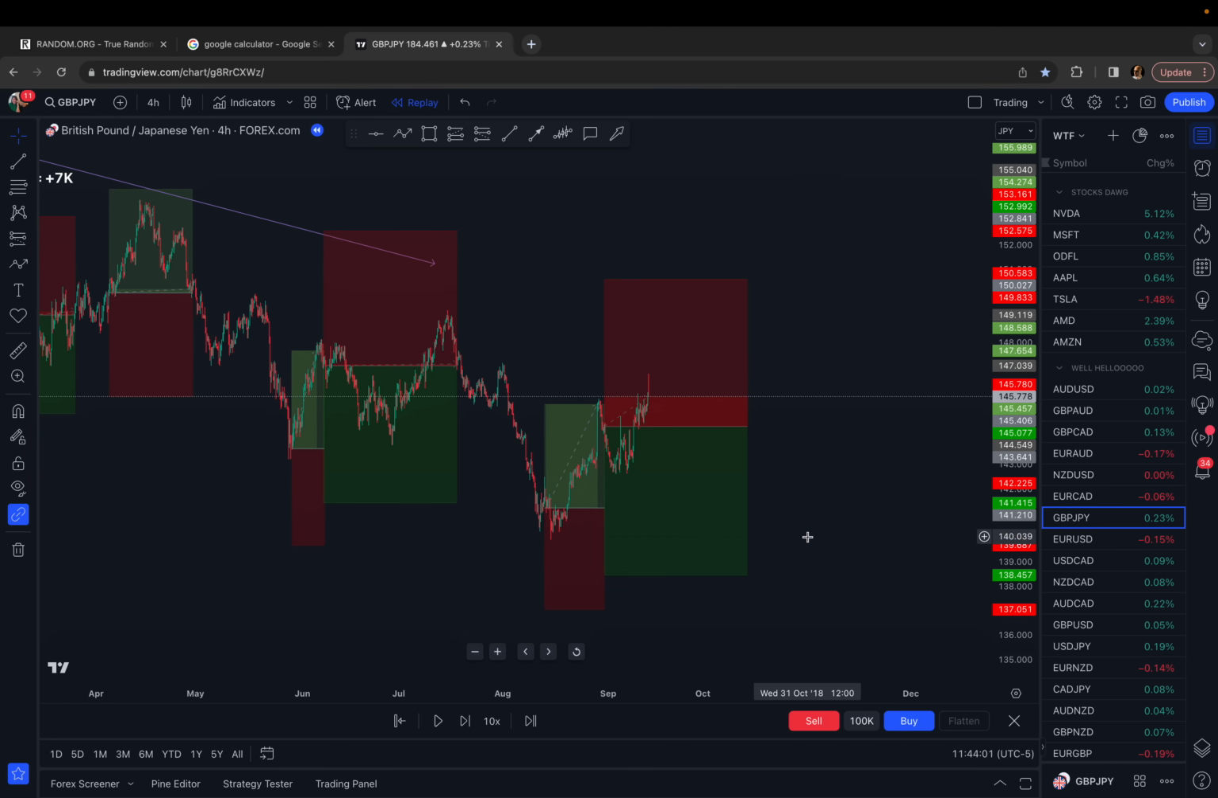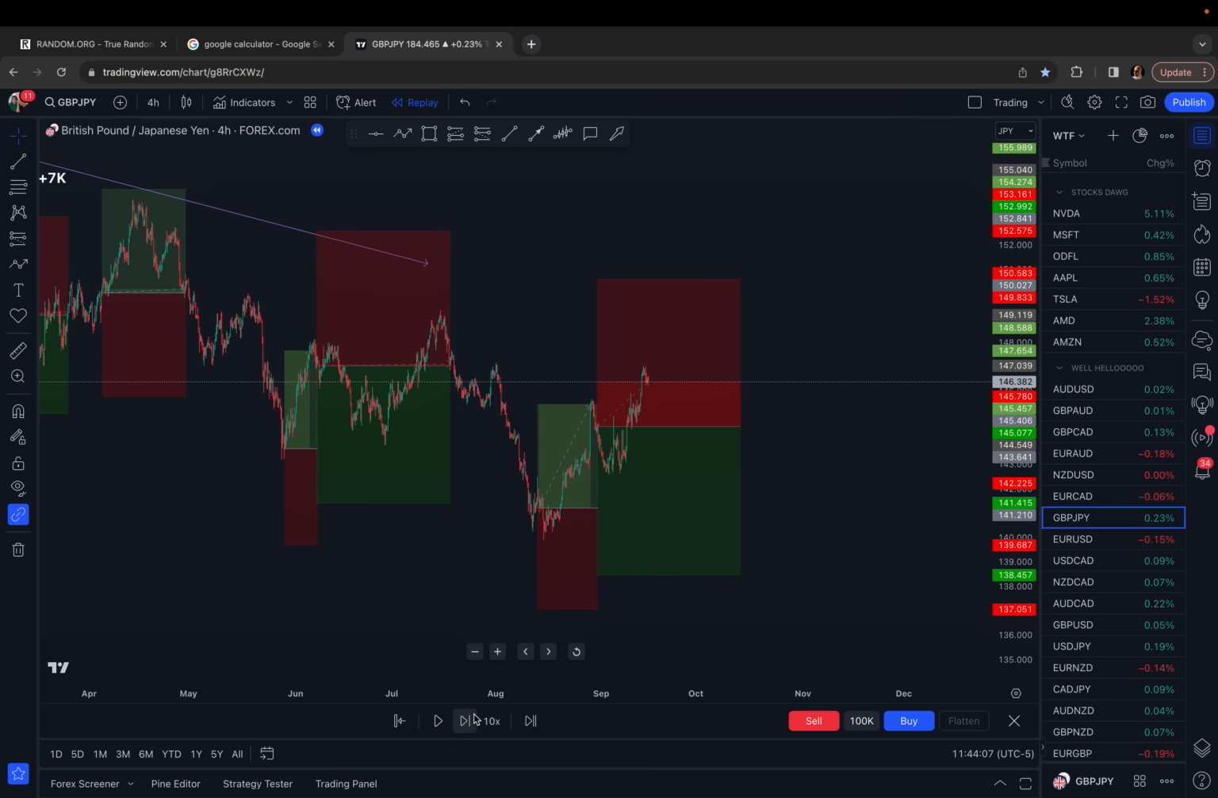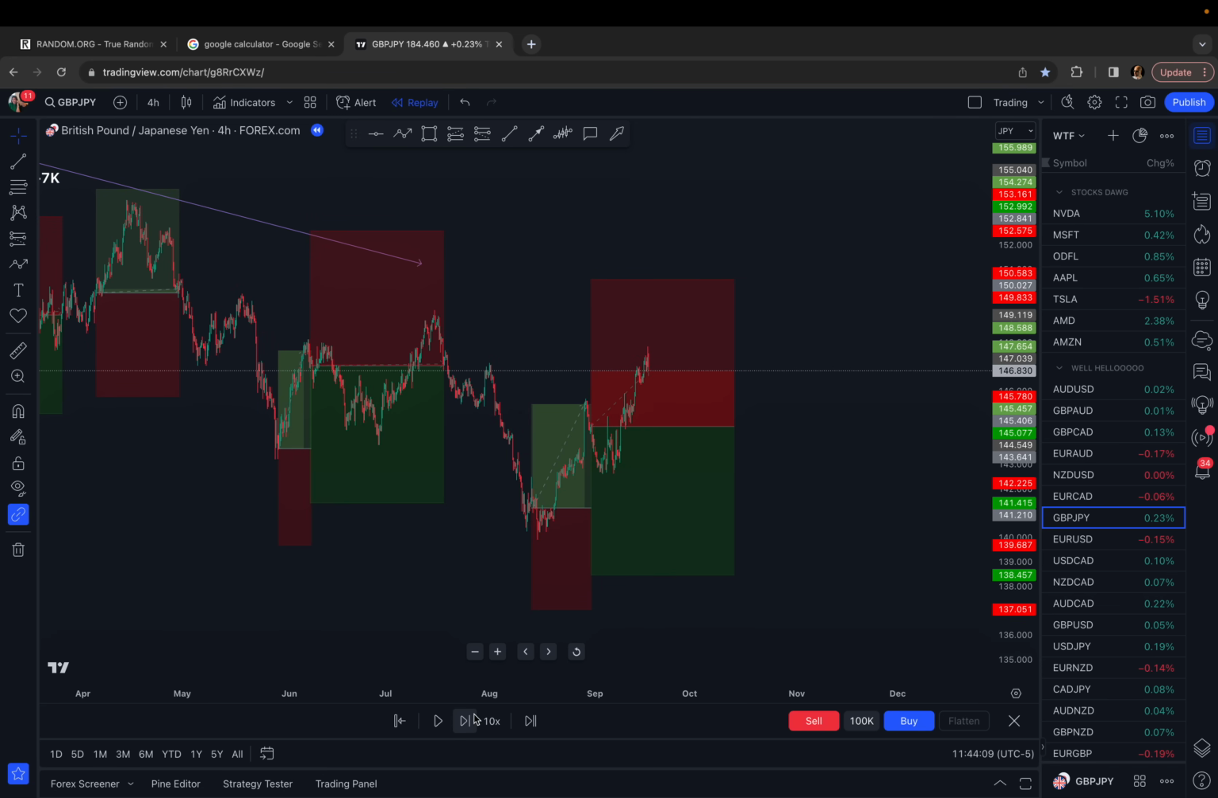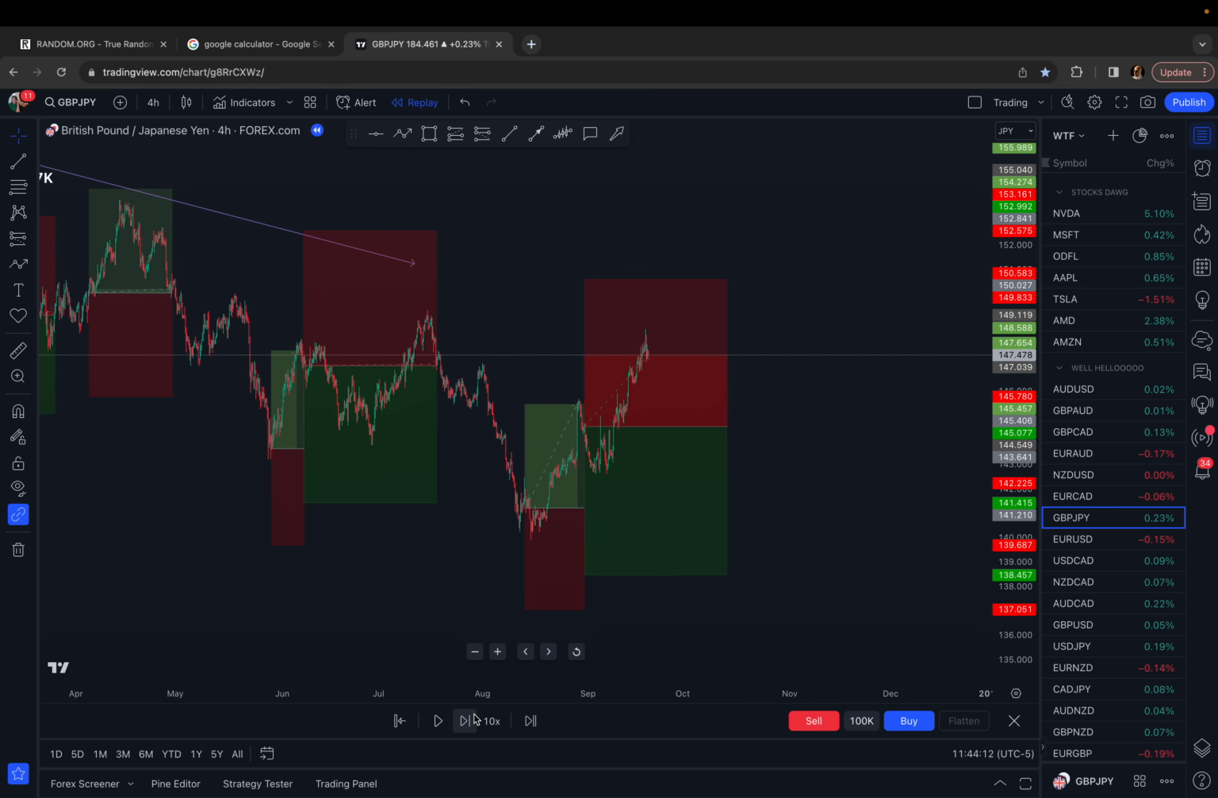So it looks like we're struggling to go down. I'm going to see if we can pull back a little bit and look to exit this. Yeah, it looks like it's just a straight bull run.